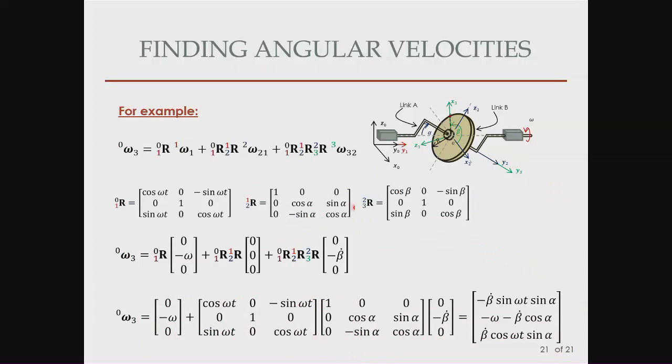So this is just the substitution of the rotation matrices and final calculation. For your practice, I suggest calculate omega 3 in frame 1, omega 3 in frame 2, omega 3 in frame 3. Just do some practice about it. All right? So that's the last slide. Let's take a little break, and then we continue with the next topic.